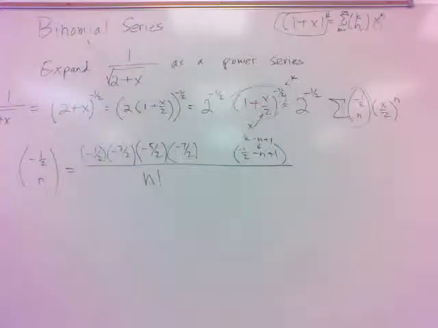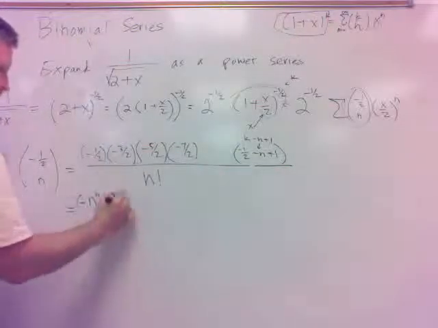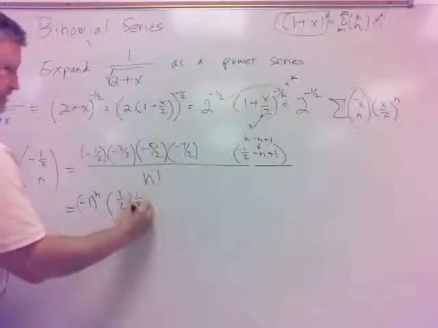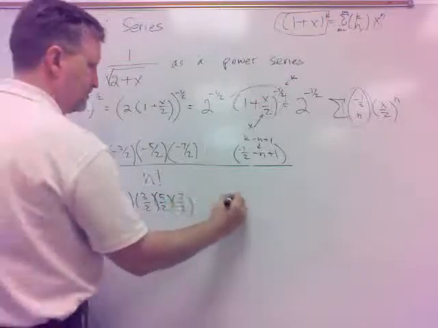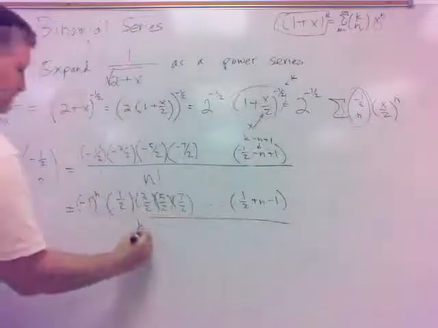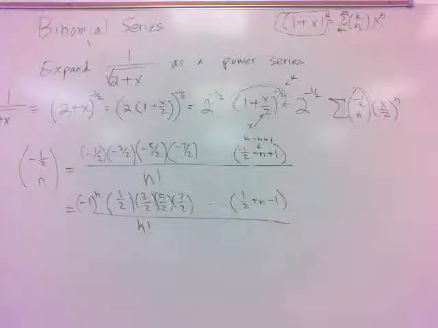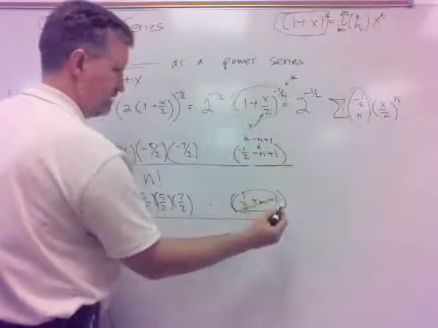All right. Well, there's a couple of things I can do with that. I can factor off all the negative 1s. So that's negative 1 to the n. So that'll be 1/2, 3/2, 5/2, 7/2, till I get to 1/2 plus n minus 1. This right here is what, n minus 1/2?